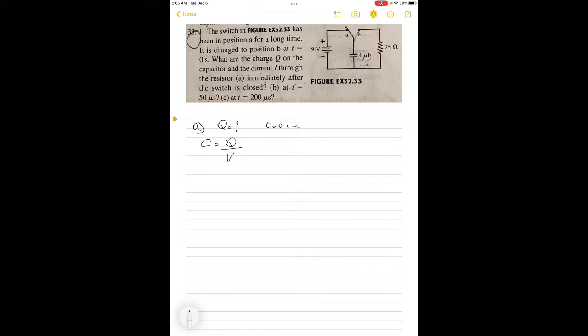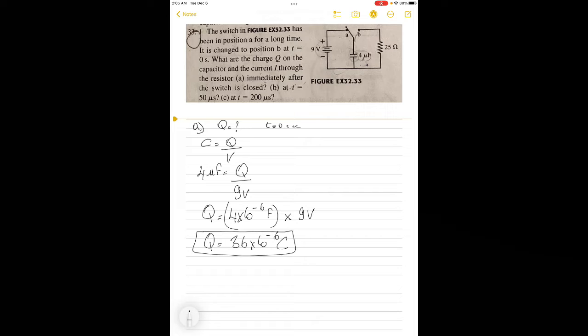So the capacitance that we have here is 4 microfarad, which is equal to charge divided by the volt. That's 9 volt. So the charge will be equal to 4 times 10 minus 6 farad multiplied by 9 volt, and the charge will be 36 times 10 minus 6 coulomb. That's one thing.